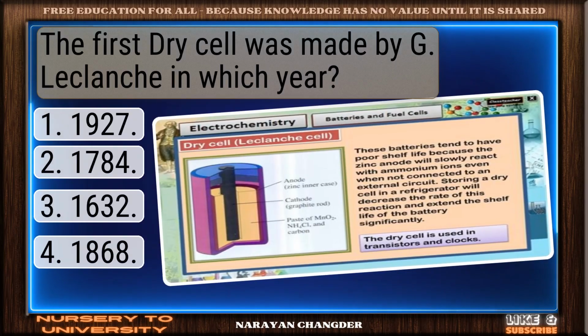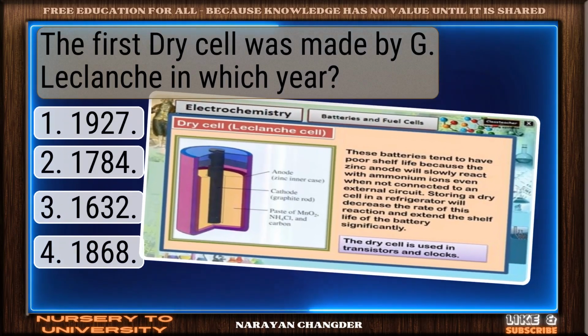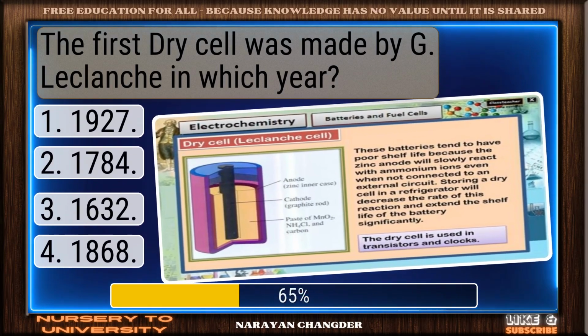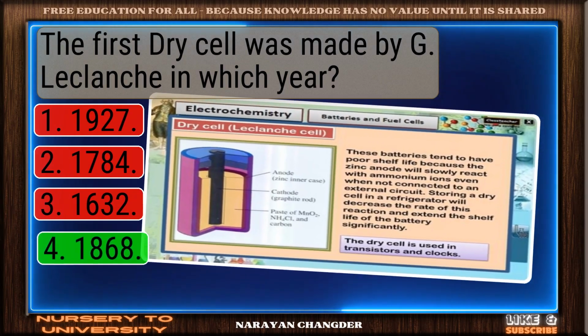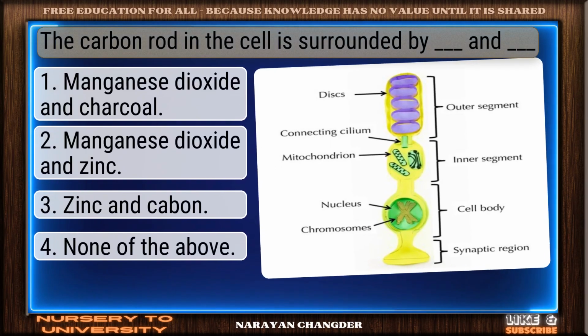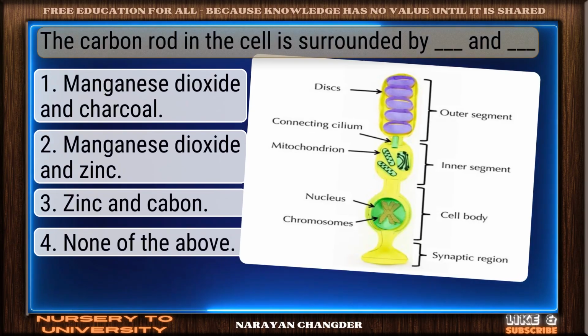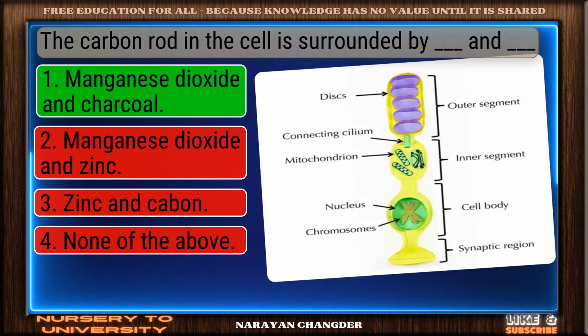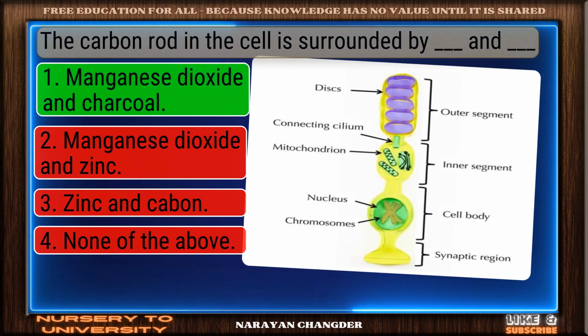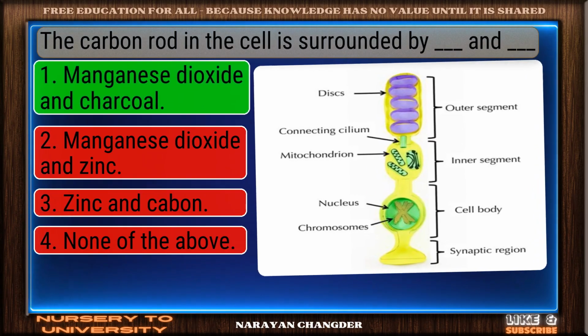The first dry cell was made by G. Leclanche in which year? Valid point. 1868 is true. The carbon rod in the cell is surrounded by dash and dash. You chose manganese dioxide and charcoal, and it is correct.